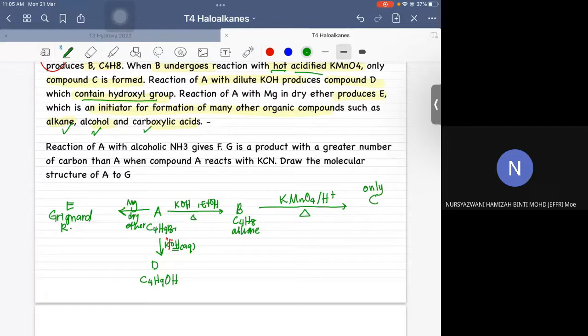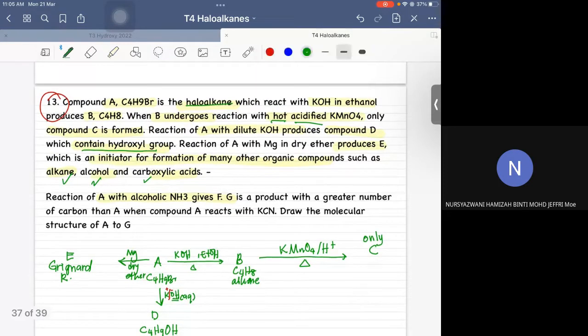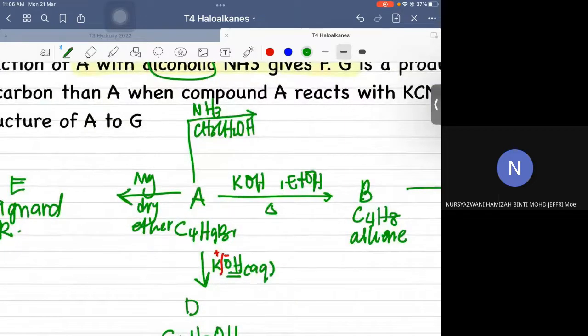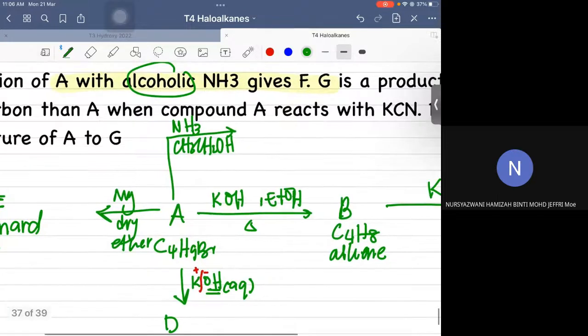Reaction of A with alcoholic ammonia give F. Okay, A react dengan ammonia, NH3, alcoholic. So maksudnya dia letak alkohol lah. Contohnya nak letak apa? Ethanol, CH3CH2OH. Okay, dihasilkan apa? Br tu substitute, dia akan hasilkan F.